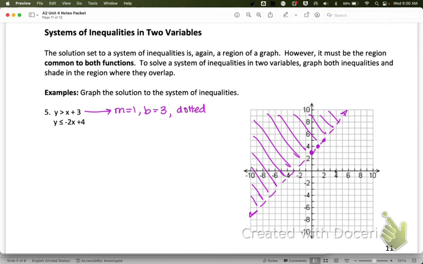Okay, now the second one is going to be, I'm going to use blue for this one. The second one has a slope of -2, a y-intercept at 4, and this one will be a solid line, okay? So let's graph that. B is +4, slope is down 2 over 1. That's going to be a solid line for our graph. And because this one is less than or equal to, we're going to shade below.